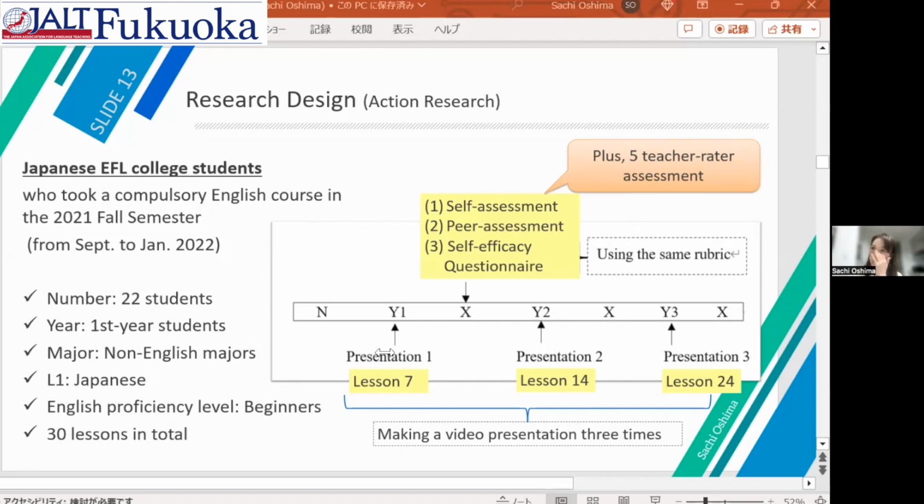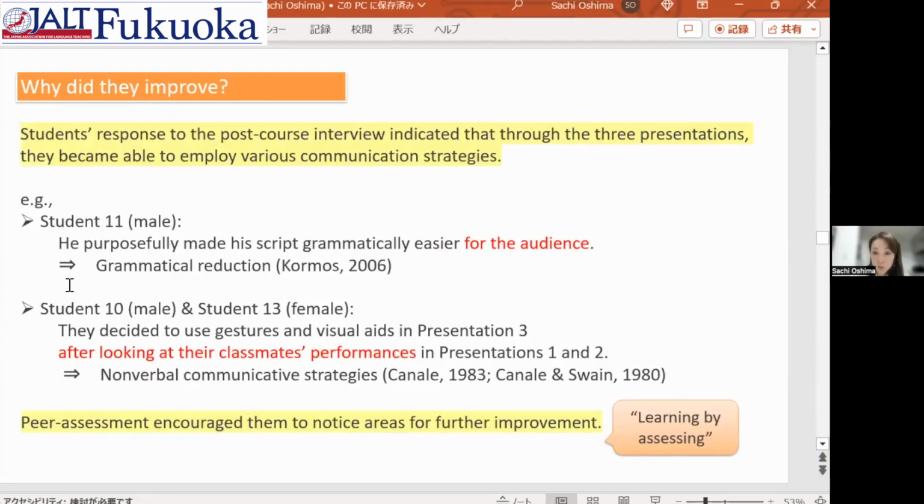Actually, comparing presentation one to presentation three, as I already shared, the student post-course interview suggested that they decided to use gesture and visual aids in presentation three after looking at presentation one and two, because they understood that the nonverbal communication strategy works, and nonverbal communication strategy seems to be important to convey your message. So that is why they preferred to show the face and try to use gesture and visual aids.